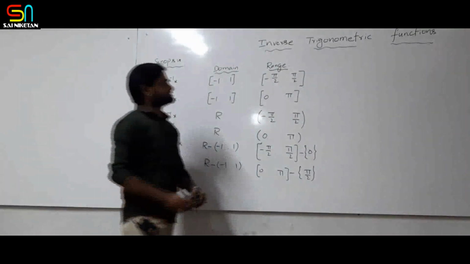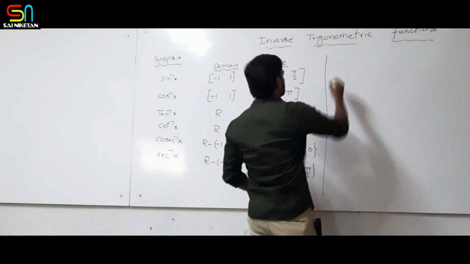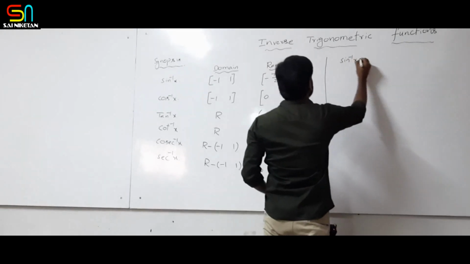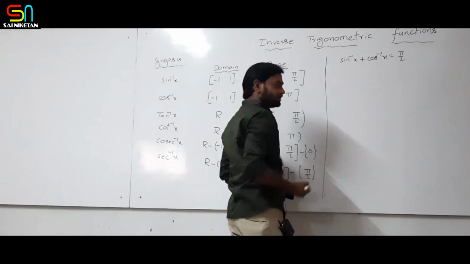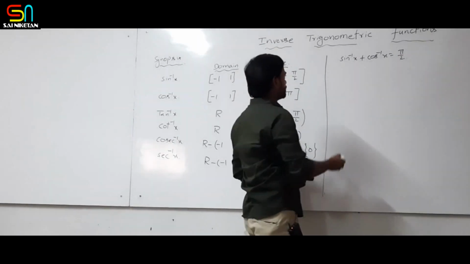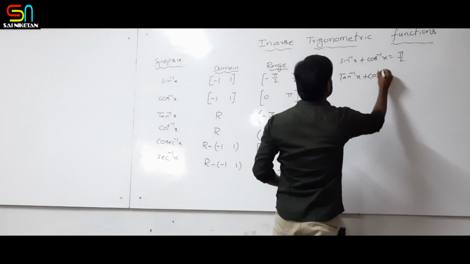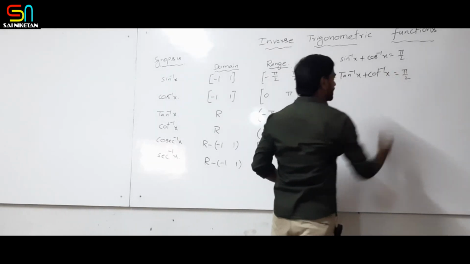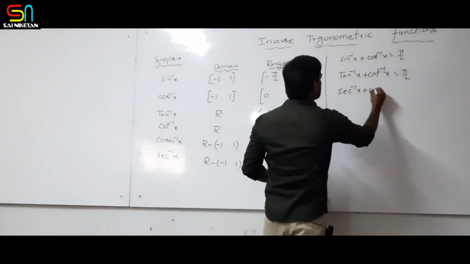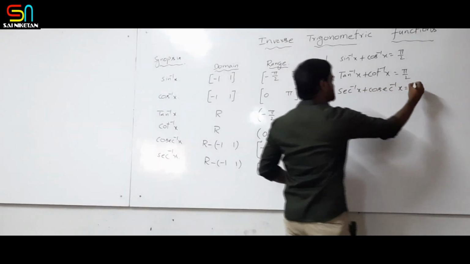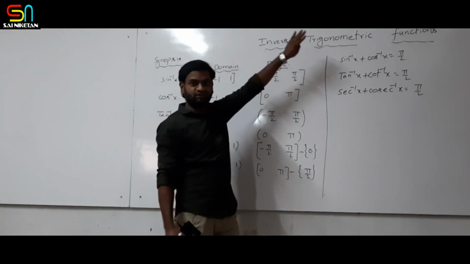Let us see some formulas here. Basic formulas. All of you know here, sine inverse x plus cos inverse x equal to pi by 2. These are basic formulas in inverse trigonometry. In the same way, tan inverse x plus cot inverse x is equal to pi by 2. Next, another one is secant inverse x plus cosecant inverse x is also equal to pi by 2. These are the basic formulas in inverse trigonometry.